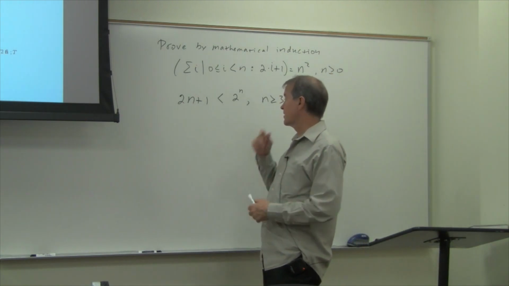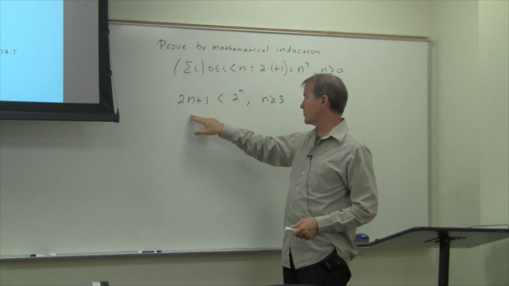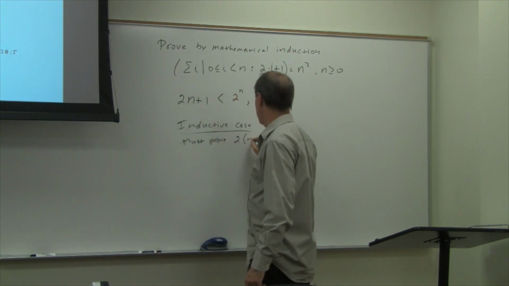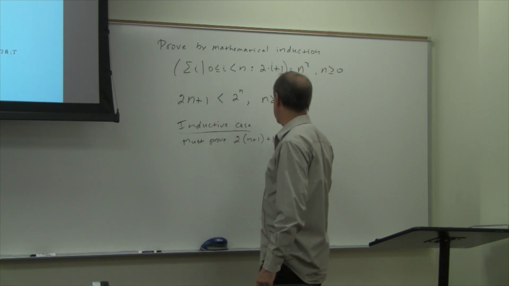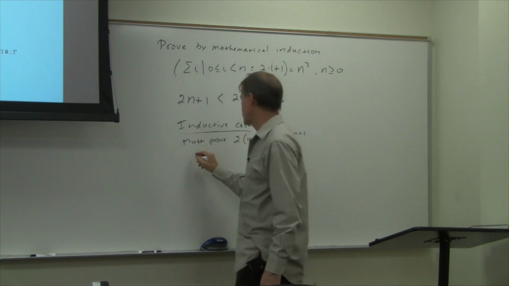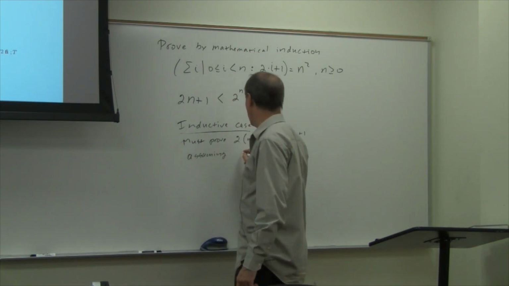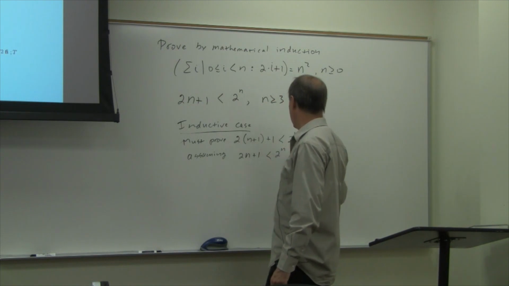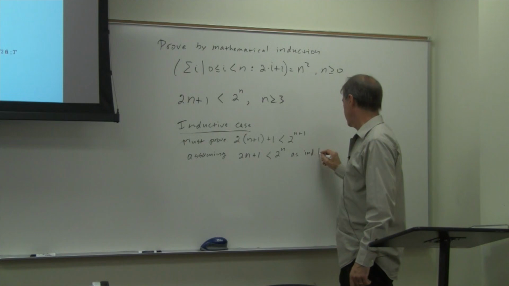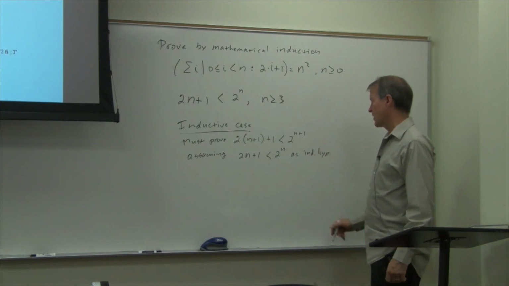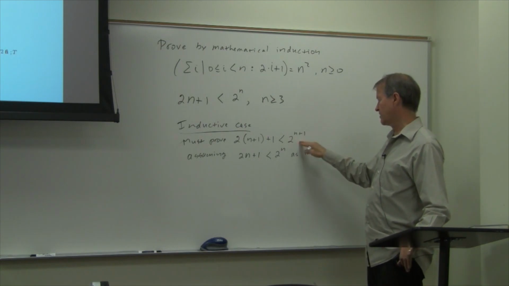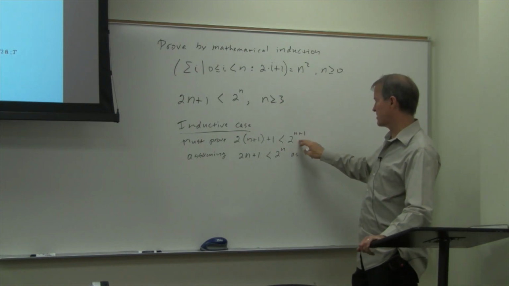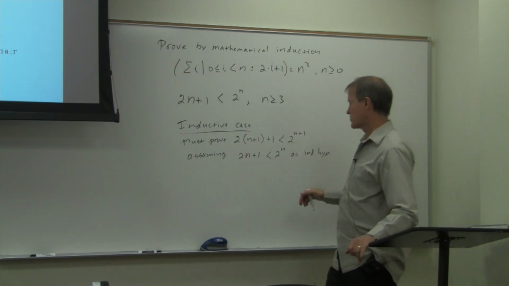The inductive case: we must prove 2 times n plus 1, plus 1, is less than 2 to the n plus 1, assuming 2n plus 1 is less than 2 to the n as the inductive hypothesis. So I think what you want to do is start with this side. Do you start with one side only? Yeah, as I recall, you start with 2 to the n plus 1.